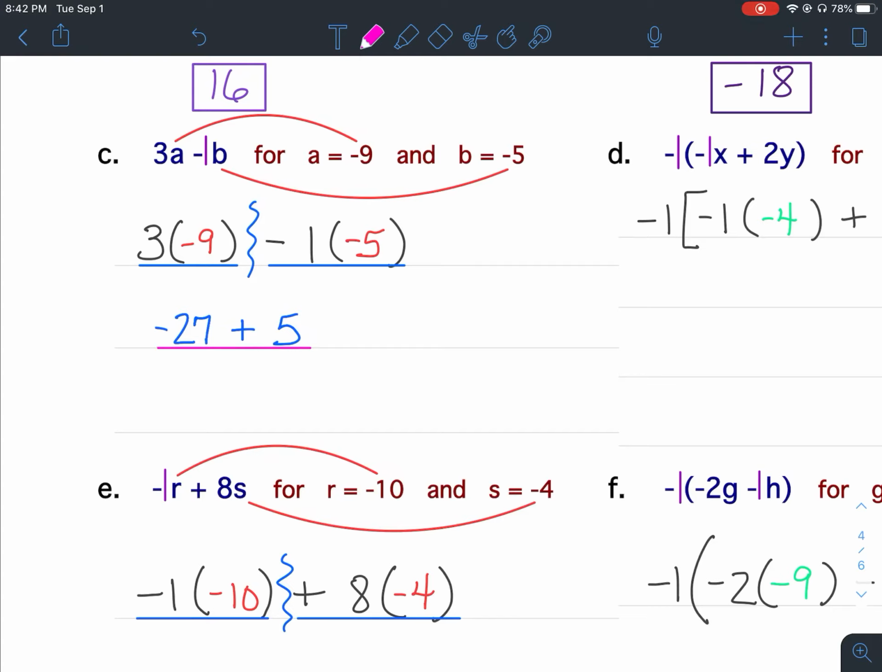The signs are different, so I'm going to subtract. 27 minus 5 is 22. And the sign of the larger number is negative. So my final answer for C is negative 22. If you did not get yours correct, pause your video and fix yours.